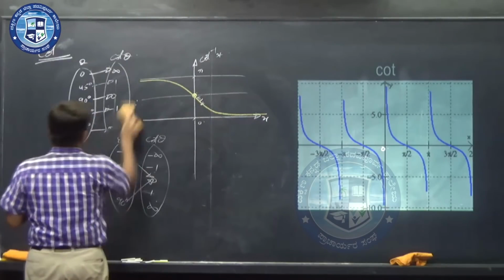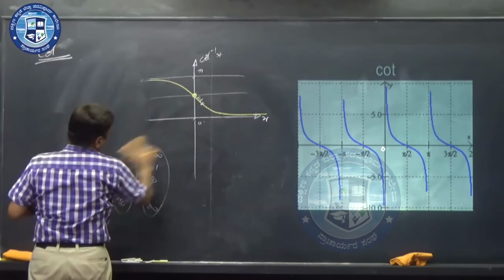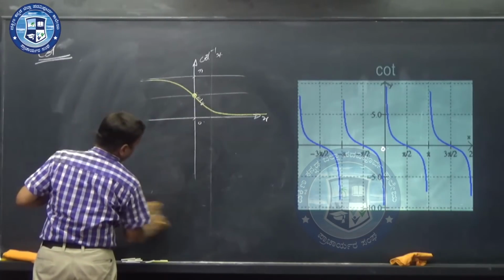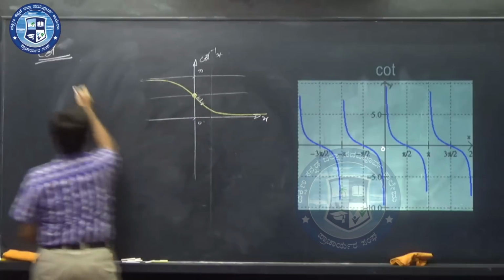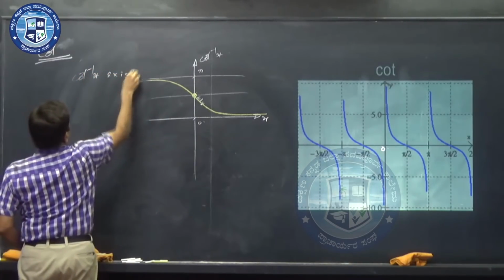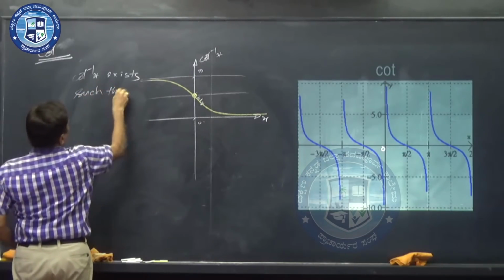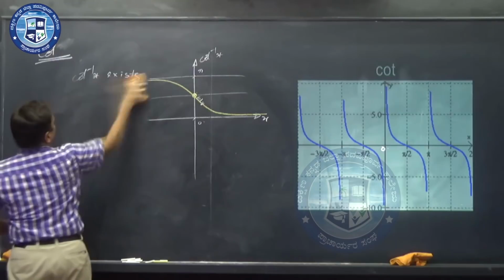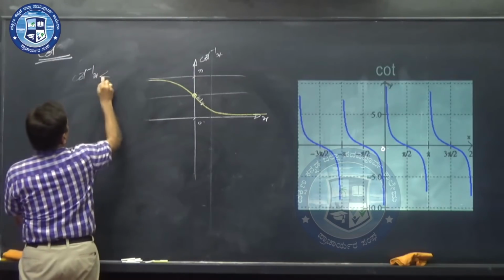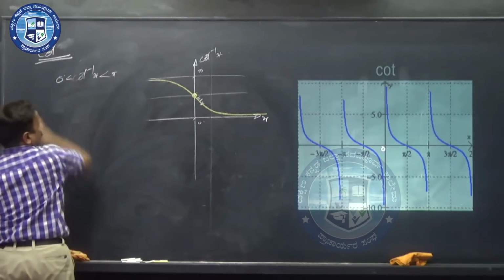And when you analyze, you find the final result for cot inverse x: cot inverse x exists such that cot inverse x varies between a maximum value of pi and a minimum value of 0.